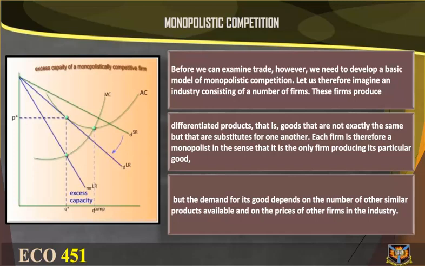Let us therefore imagine an industry consisting of a number of firms. These firms produce differentiated products, that is, goods that are not exactly the same but that are substitutes for one another. Each firm is therefore a monopolist in the sense that it is the only firm producing its particular good, but the demand for its good depends on the number of other similar products available and on the prices of other firms in the industry.